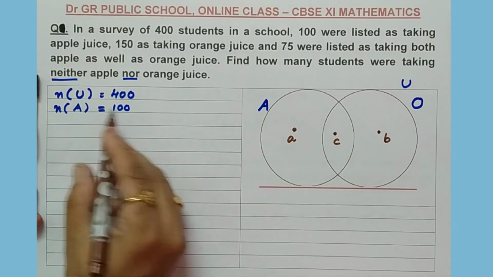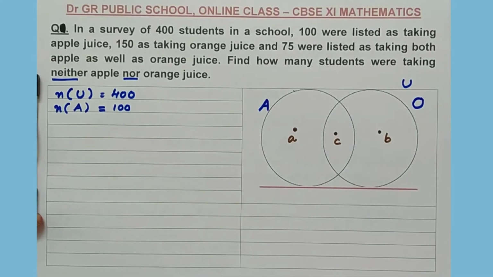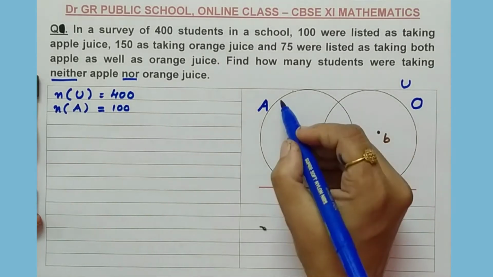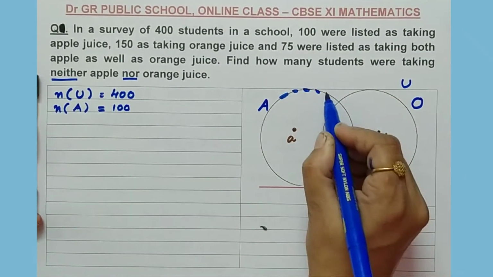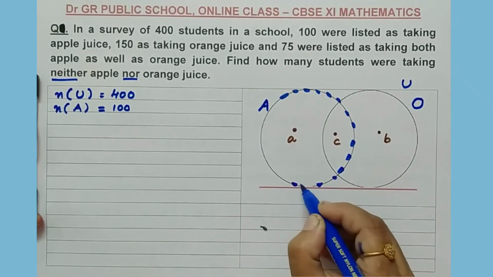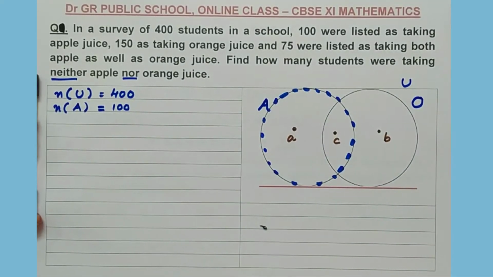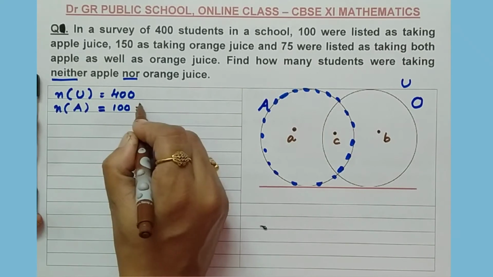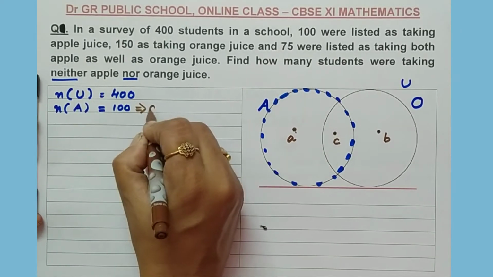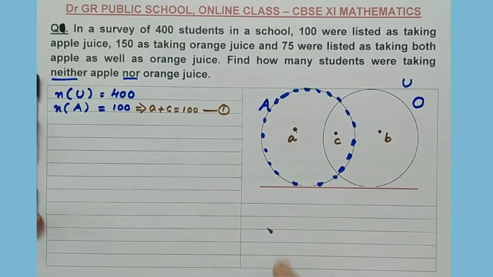But look at the figure. What about the number of elements in A? The number of elements in A represents the set A plus C. Listen to this. This much area represents A. In such a case, what can you say? n of A equal to 100, which implies A plus C equal to 100. Take it as equation number 1. This is the method of doing problems by means of a Venn diagram.